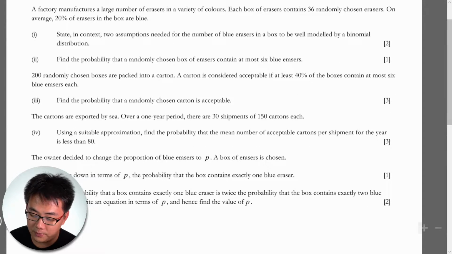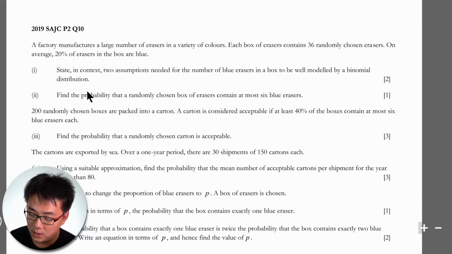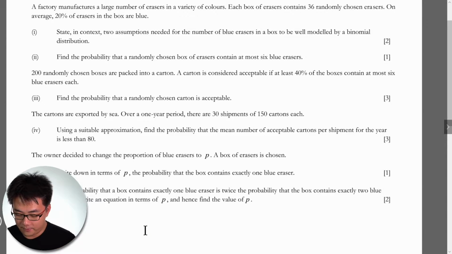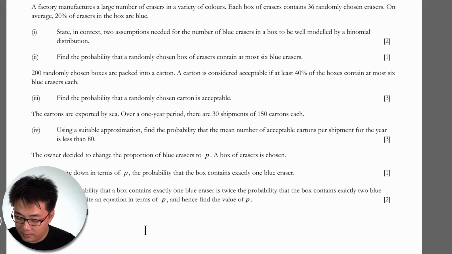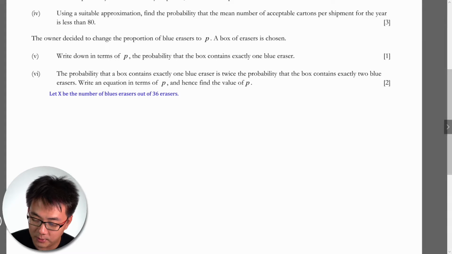The next part would be: find the probability that a randomly chosen box of erasers contains at most 6 blue erasers. So let X be the number of blue erasers out of 36 erasers. Just make sure you know how to define this properly, because many times students think that they can skip it, but they can't in the exam. So please practice a bit.